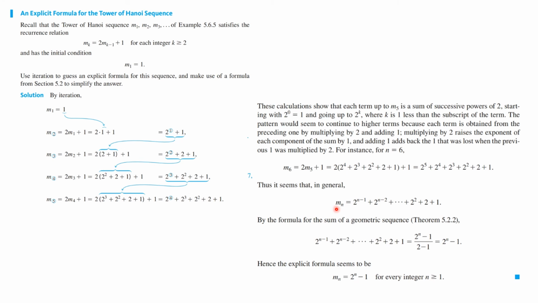M sub n is 2 to the n minus 1 plus 2 to the n minus 2 all the way down to 1. But you see that is a geometric series, and we know the sum of the geometric series is 2 to the n minus 1 over 2 minus 1. But 2 minus 1 is 1, so that is just 2 to the n minus 1. So the explicit formula seems to be M sub n is equal to 2 to the n minus 1 for every integer n greater than or equal to 1.